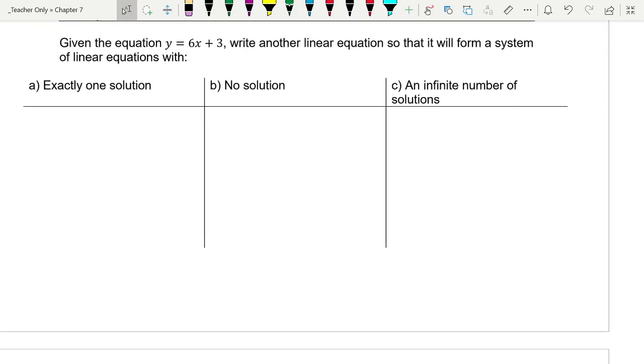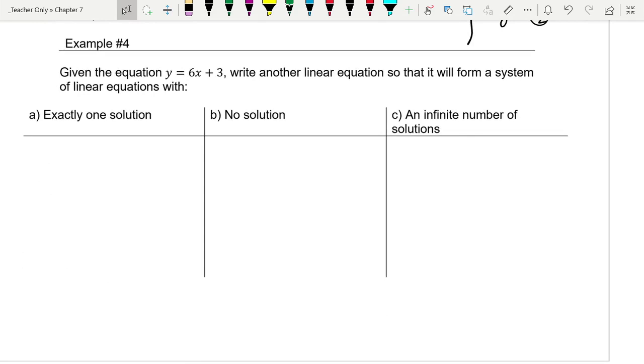Last example. This is kind of a fun question. Suppose I have the equation y equals 6x plus 3. Give me another linear equation so that you'll get exactly one solution. Now, this is one of those, what you'd call in math, an open response question, right? Everybody could have a different answer. But how do I know you're right?